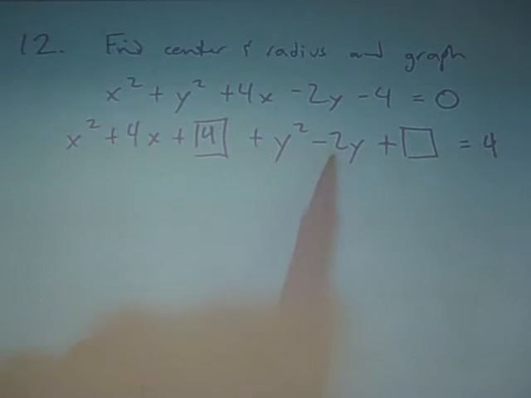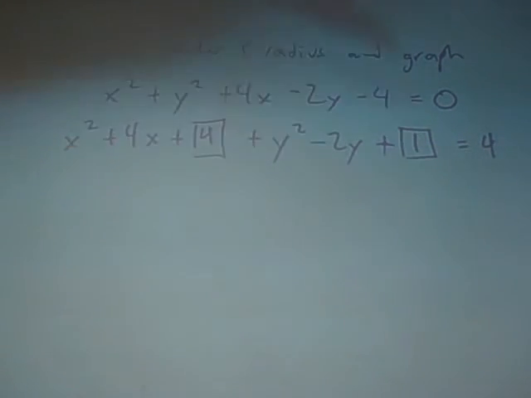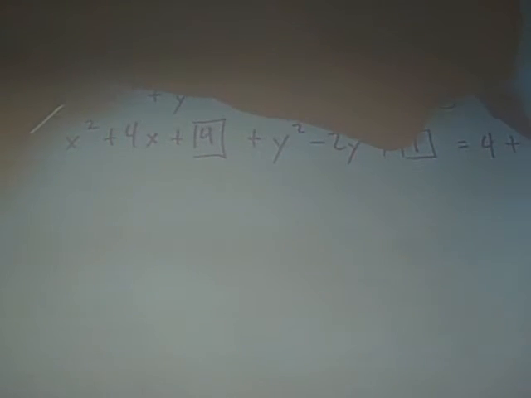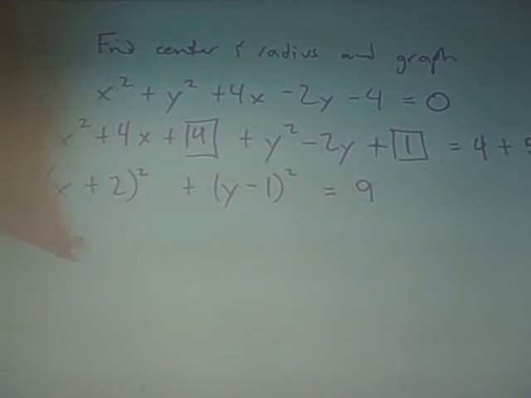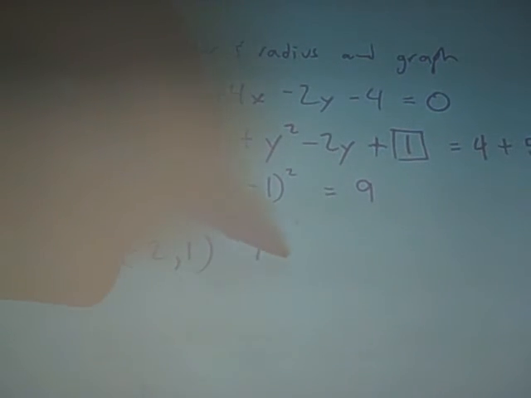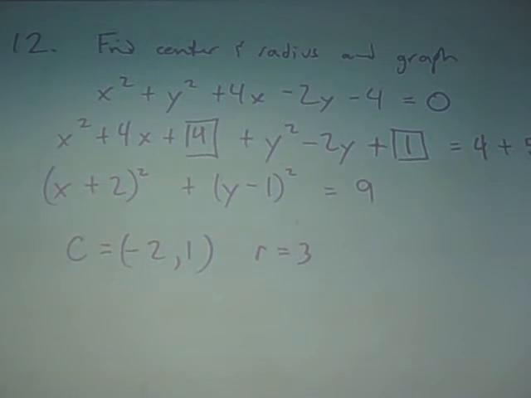And here, the b term is 2. 2 divided by 2 is 1. 1 squared is 1. So here I added 4, and here I added 1. So I want to do the same thing on the right-hand side. Added 5 to the left, so I'll add 5 to the right. Keep it balanced. So it's x plus 2 squared plus y minus 1 squared is equal to 9. And so the center is (-2, 1), and the radius is the square root of 9, which is 3.